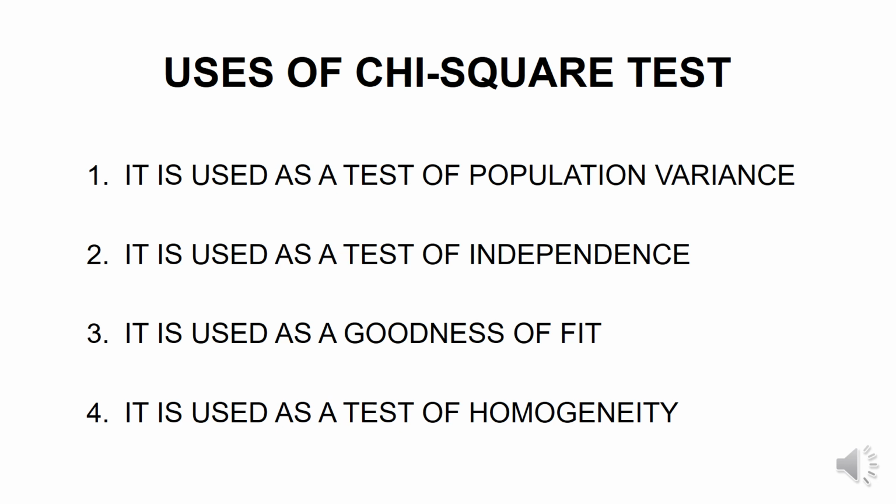And the last point, it is used as the test of homogeneity. The Chi-Square test of homogeneity is an extension of the Chi-Square test of independence. The tests of homogeneity are designed to determine whether two or more independent random samples are drawn from the same population or from different populations.